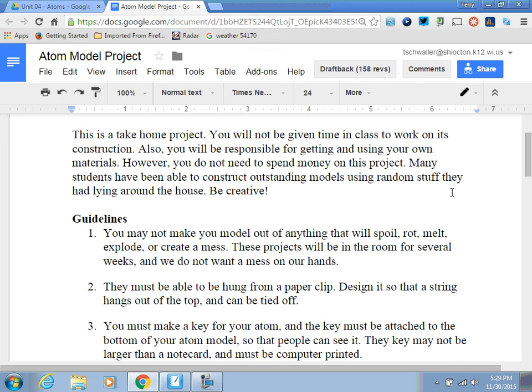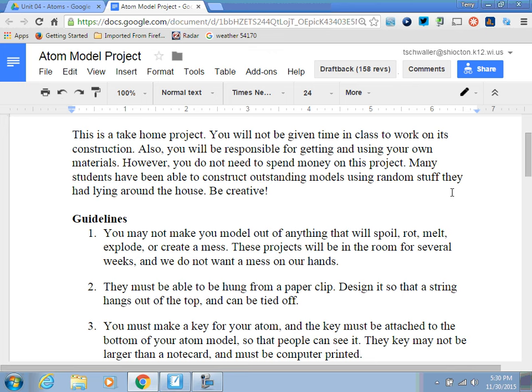As far as the guidelines go, some things that you can't use to make your model: anything that will spoil, rot, melt, explode, or create a mess. We're going to have these hanging up in the classroom for the remaining part of the school year. And so fruit, vegetables, things like that, not a good idea. Some people have used paintballs in the past, and I was okay with that until the atom model started falling apart, and then it hit the floor and it burst and paint went everywhere.